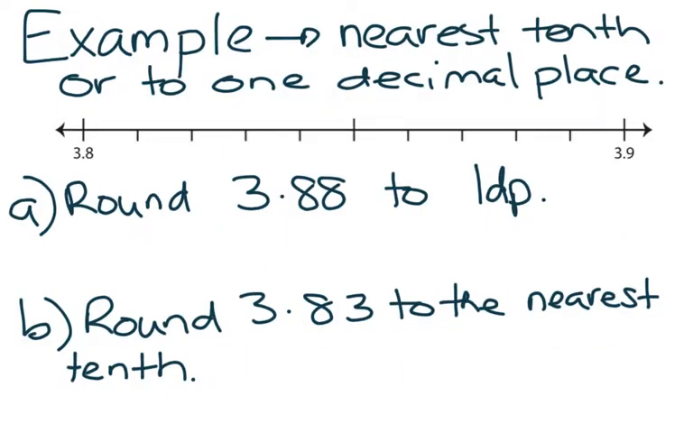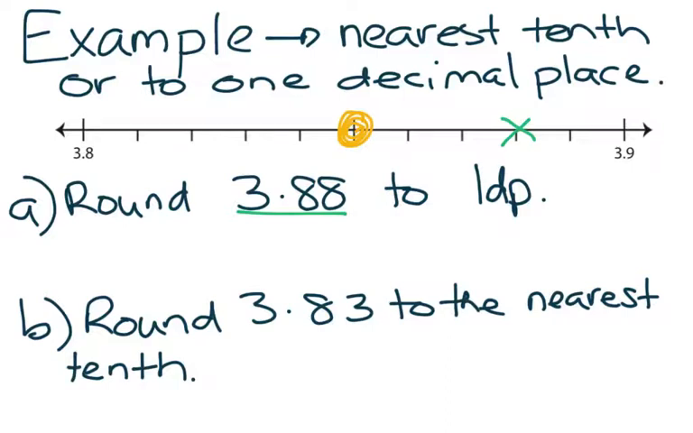So our second example is rounding to the nearest tenth. So that is going to one decimal place. It means that when we get our final answer, we only want one number after the decimal point. So it says here, round 3.88 to one decimal place. So firstly, we need to figure out where 3.88 is on this number line. So 3.81, 3.82, 3.83, the middle part here is going to be 3.85, which means 3.88 must be here.